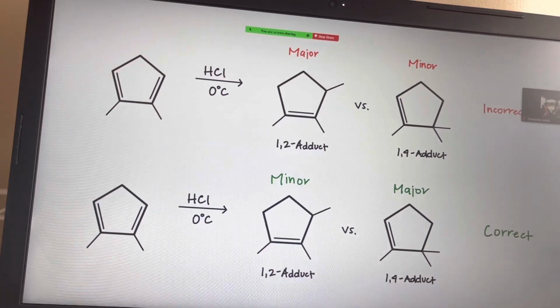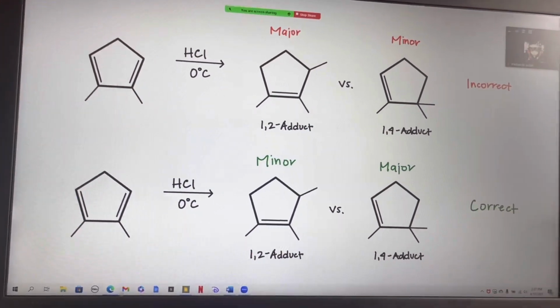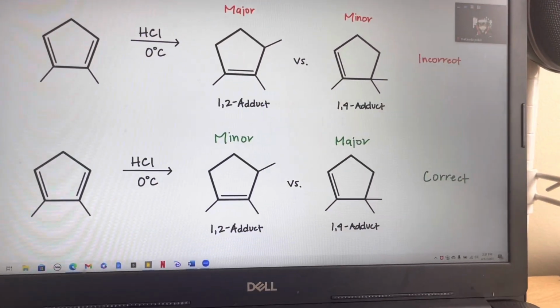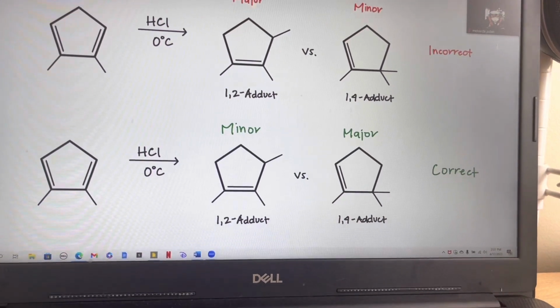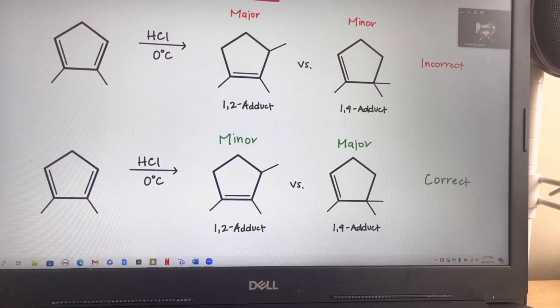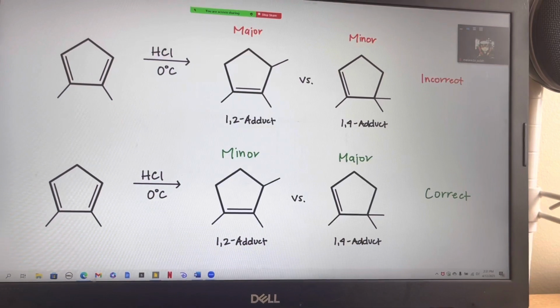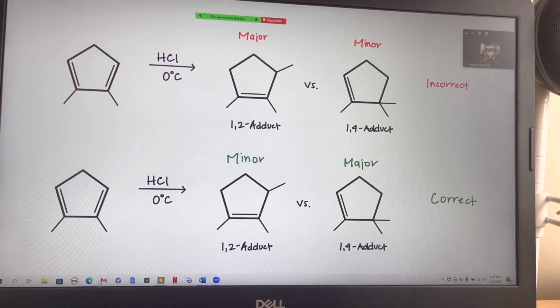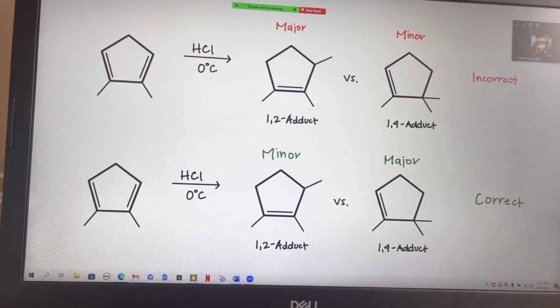So as you can see here, the second reaction is correct because the 1,4 product is the major product at lower temperatures versus the one up top.